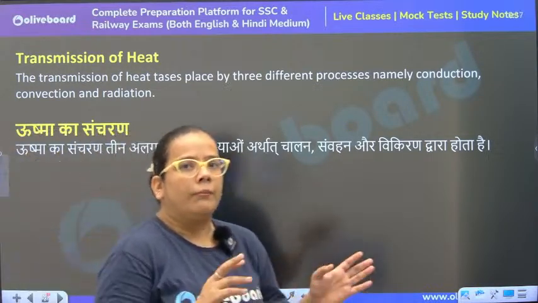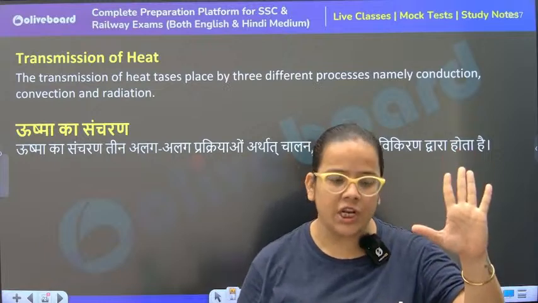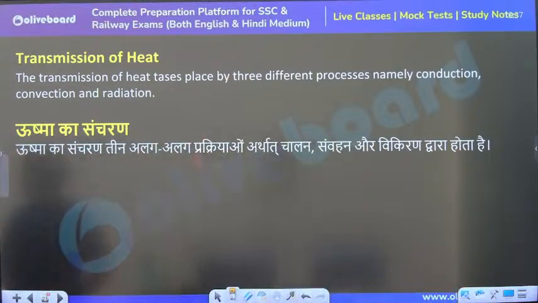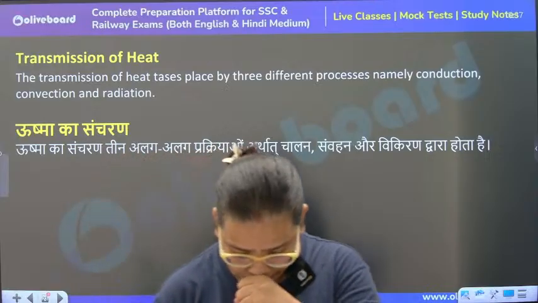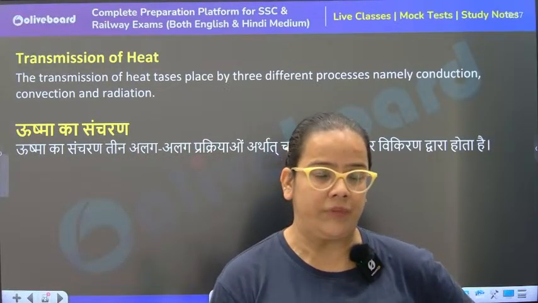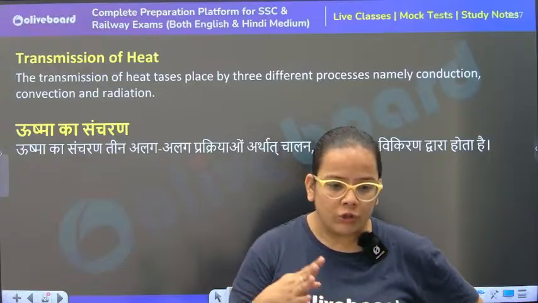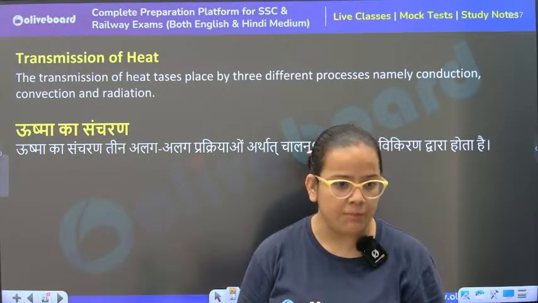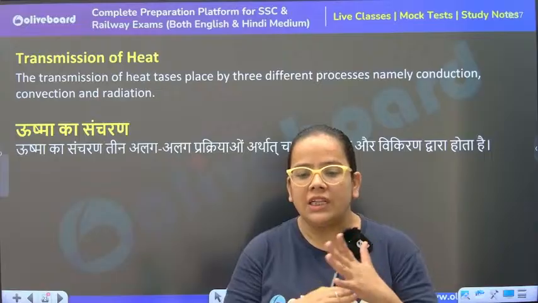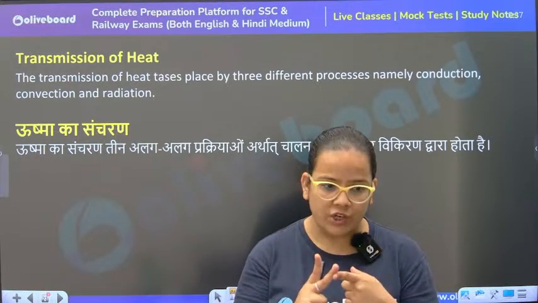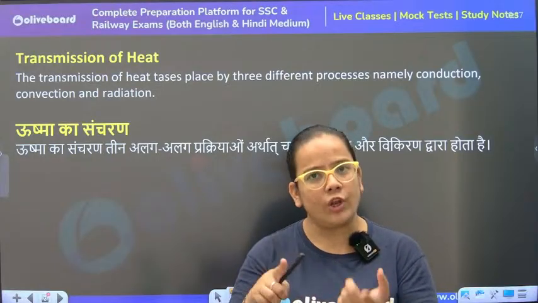Now, as we heard in the starting part, heat energy always flows from a hotter region to a colder region. Because heat energy flows, there is some mode of transfer of heat, and this transmission takes place by 3 different processes: conduction, convection and radiation. Applications of these 3 transmissions are very important from your exam point of view.